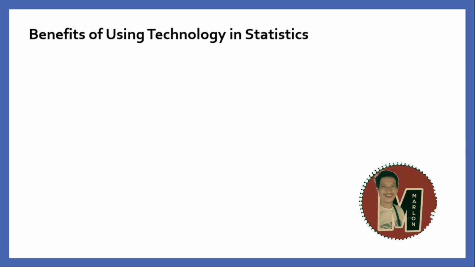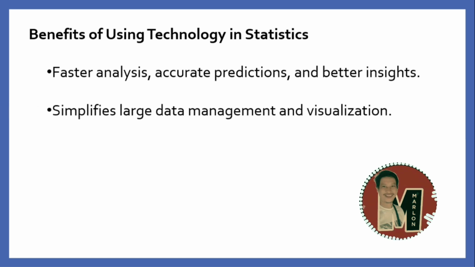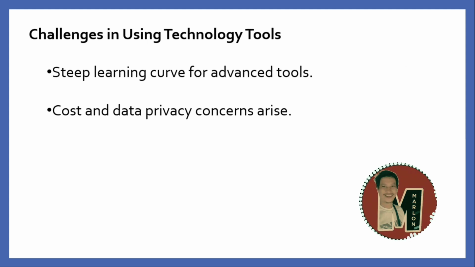Benefits of using technology in statistics. Faster analysis, accurate prediction, and better insights. It emphasizes that technological tools speed up statistical analysis and lead to more accurate predictions and better insights from data. Simplifies large data management and visualization. It points out that technology simplifies the management of large datasets and helps in presenting complex data in a more understandable and visual format. Challenges in using technology tools.